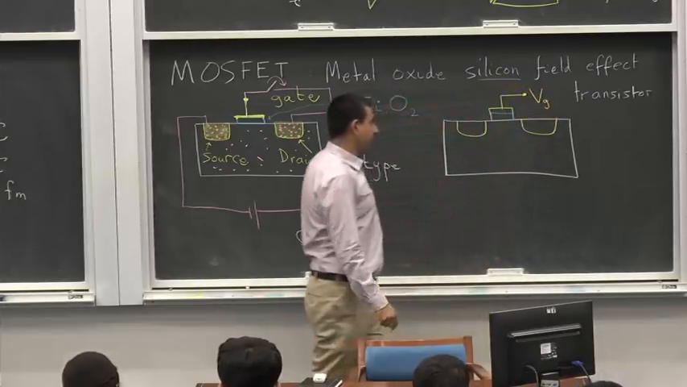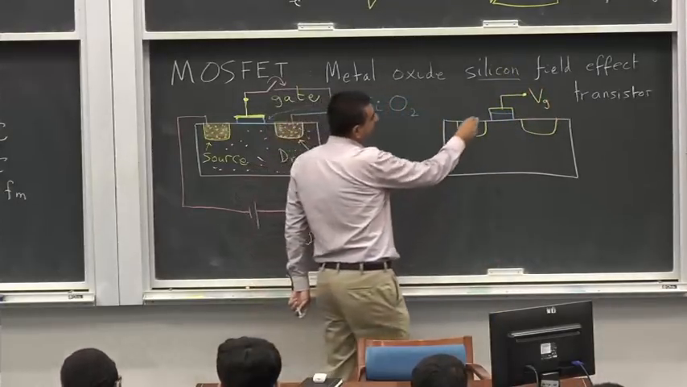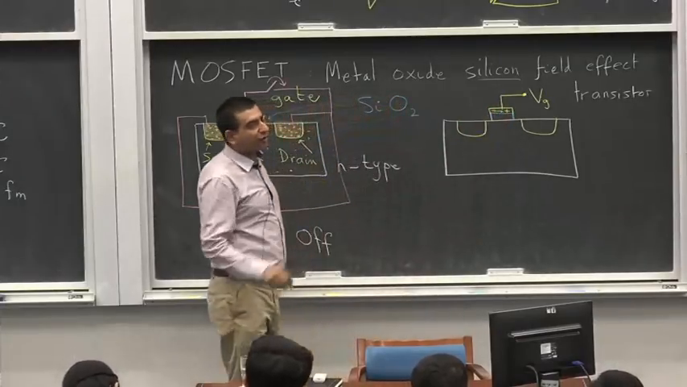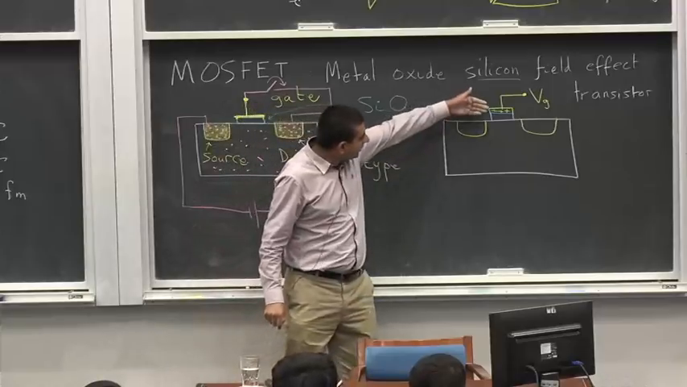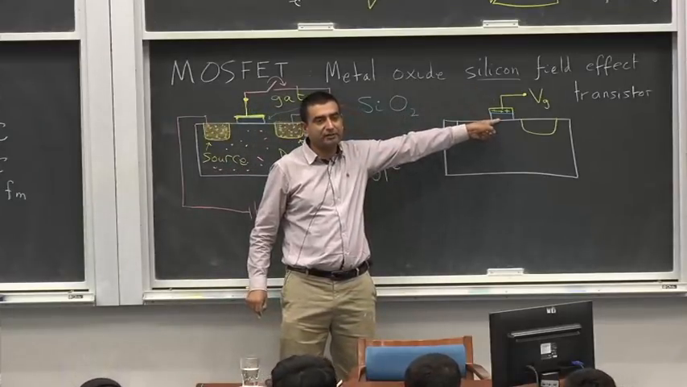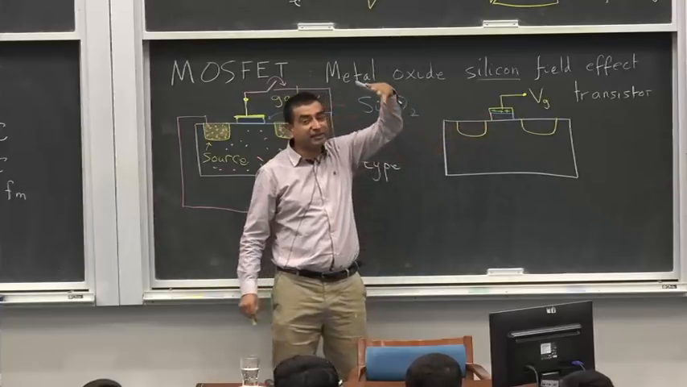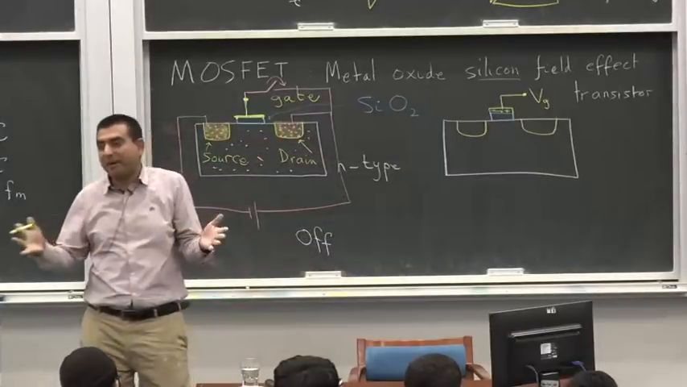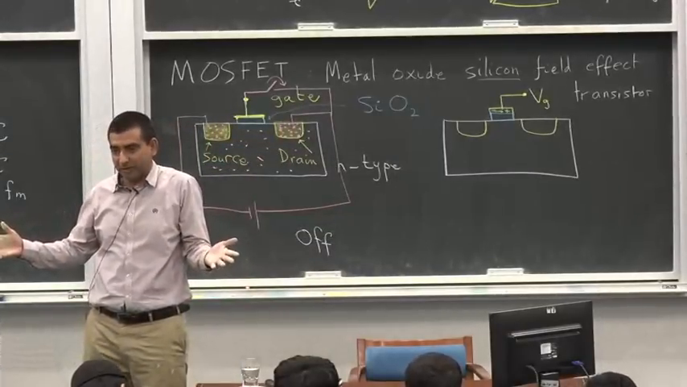I apply a voltage Vg, gate voltage, which is positive. So positive charges accumulate on this metal. Now these charges cannot flow onto the semiconductor because here you have an insulator. However, they can apply an electric field. An electric field doesn't require a conductor. An electric field can pass through insulators as well.